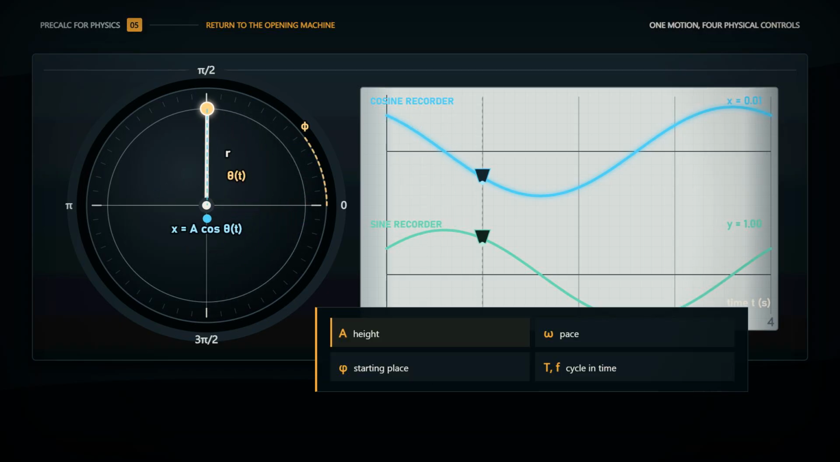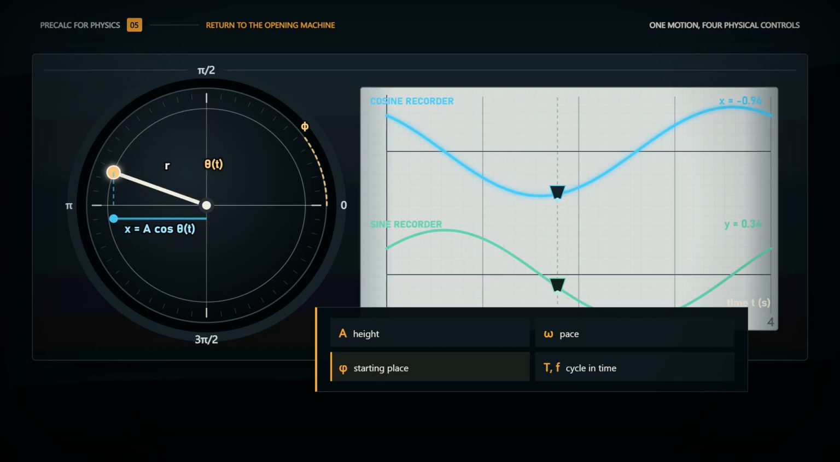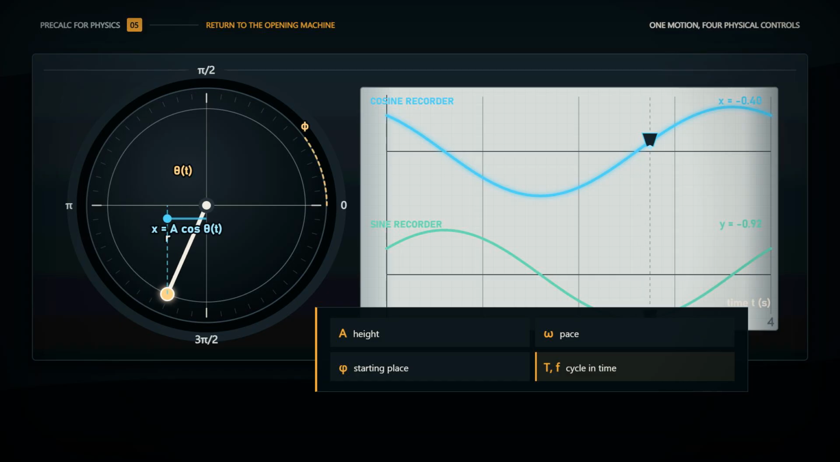The height comes from amplitude. The pace comes from angular frequency. The starting place comes from phase, and the period and frequency tell us how the cycle fits into time. These are not separate vocabulary words, they are controls on one motion.